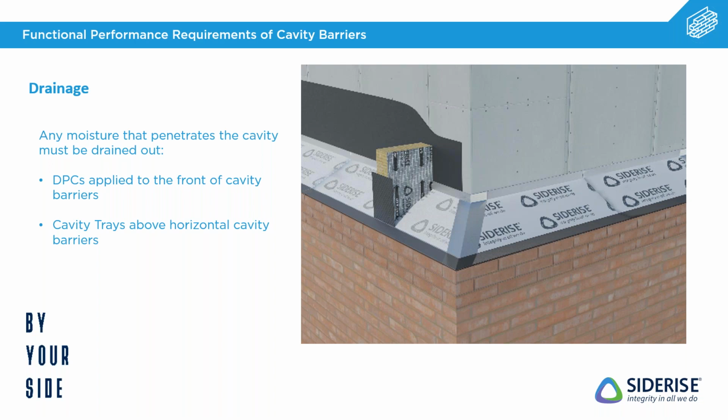So with this ever popular build-up of having an SFS inside, it's actually required to have a class A1 or A2-s1,d0 cavity tray within that cavity. So again, another important thing to consider.